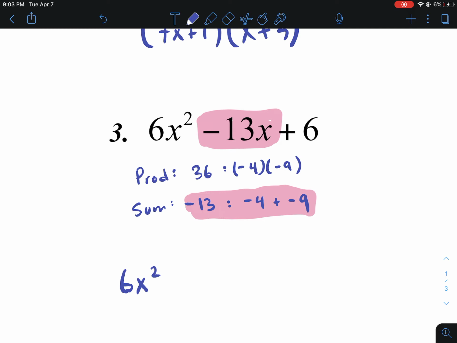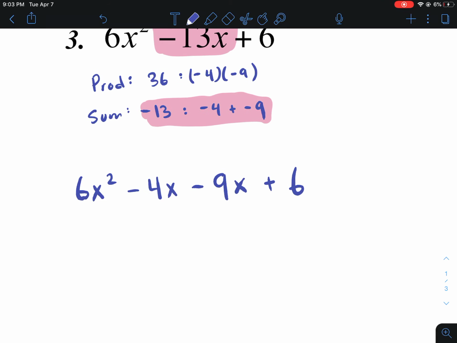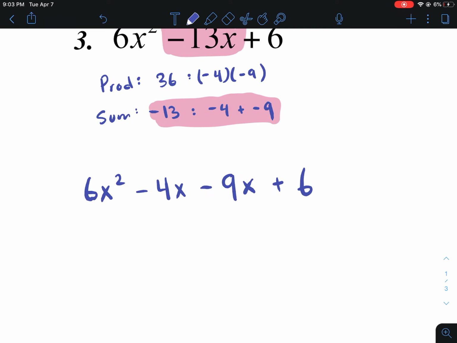6x squared minus 4x minus 9x plus 6. Like I said, the order in which we place these two middle terms doesn't matter. Now let's take the GCF of these two. We get a GCF of 2x. We're left with a 3x minus 2.